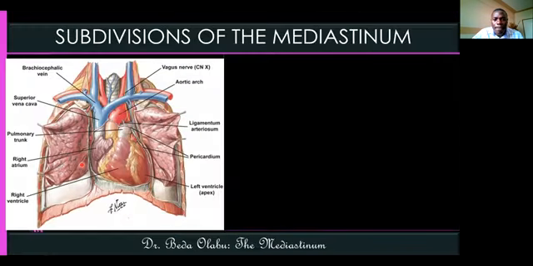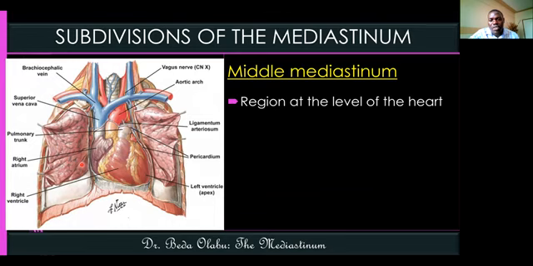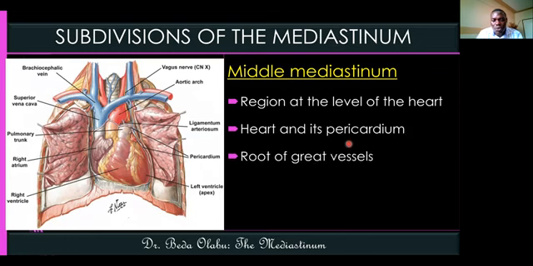How about the middle mediastinum? So I told you that the region of the heart is what is considered to be the middle mediastinum. So the structures within the middle mediastinum will be the heart itself and the coverings of the heart, which we are calling the pericardium. Apart from that, we also have the root of the great vessels.